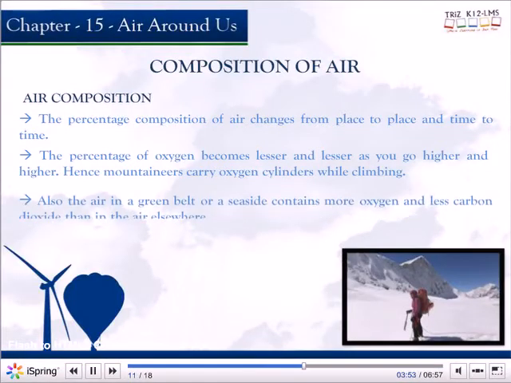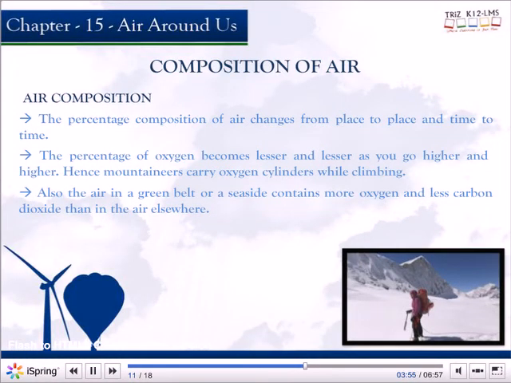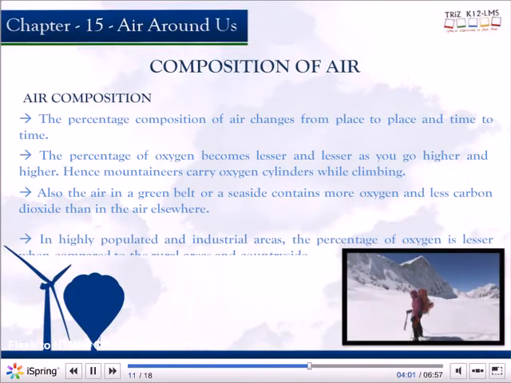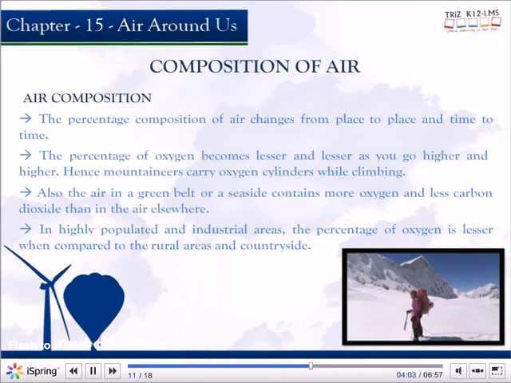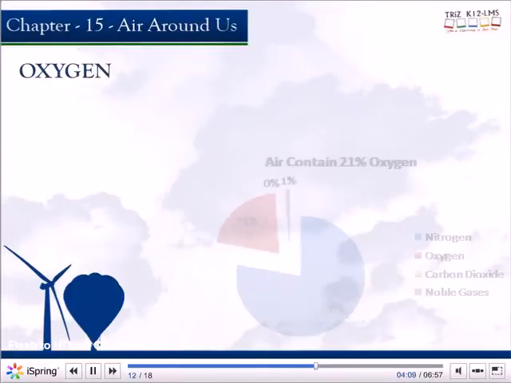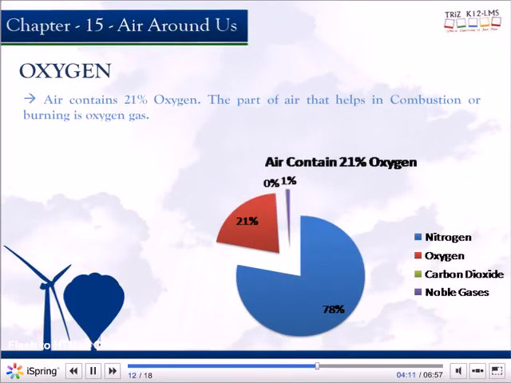Also, the air in the green belt or a seaside contains more oxygen and less carbon dioxide than in the air elsewhere. In highly populated and industrial areas, the percentage of oxygen is lesser compared to the rural areas and countryside. Oxygen. Air contains 21% oxygen.